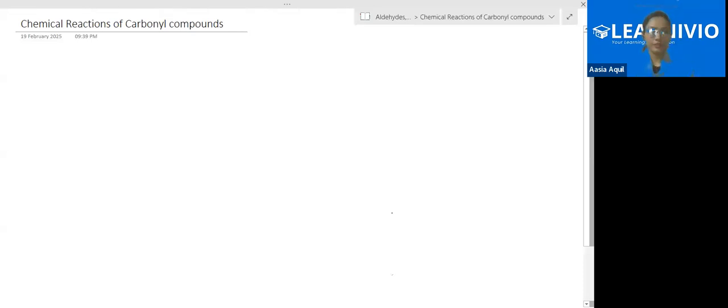So the chemical reactions of carbonyl compounds. We will understand the chemical reactions of carbonyl compounds. What are carbonyl compounds? Basically, aldehydes and ketones are known as carbonyl compounds. The first reaction we will see is a nucleophilic substitution reaction.